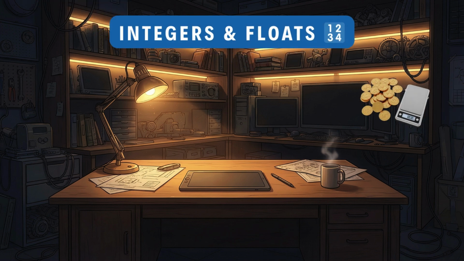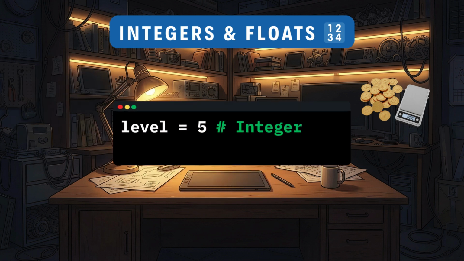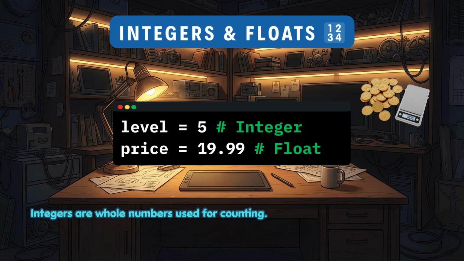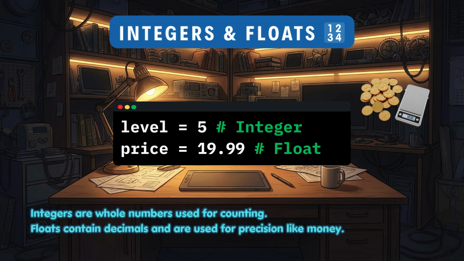Step 3 covers numeric data, integers and floats. Level equals 5 is an integer. It's a whole number used for counting. Price equals 19.99 is a float. Floats contain decimals, and are used when you need mathematical precision, like calculating currency or percentages.